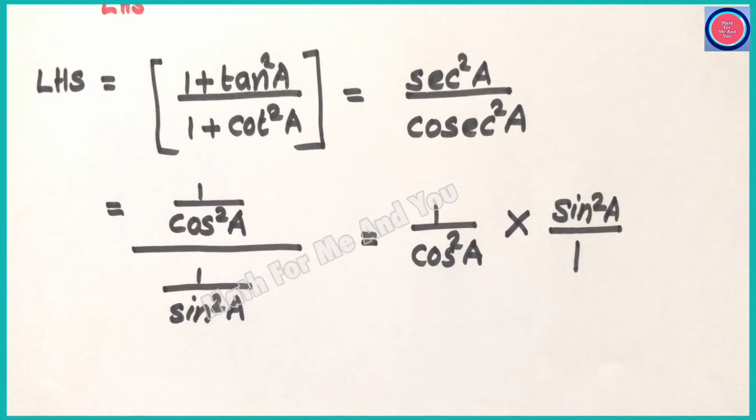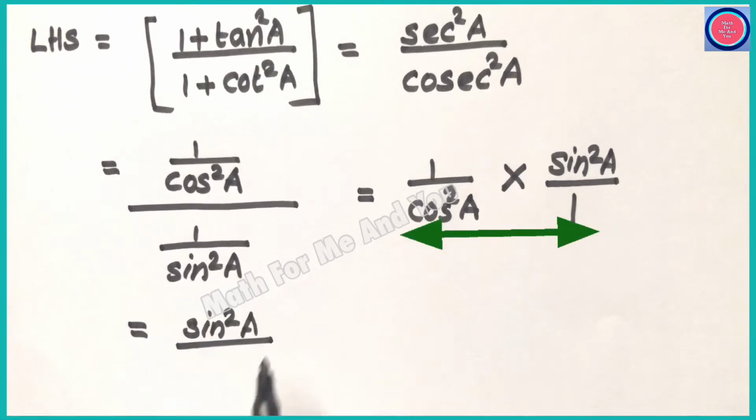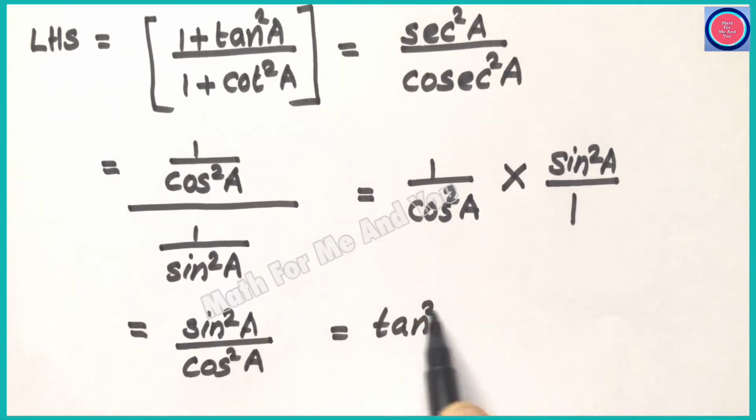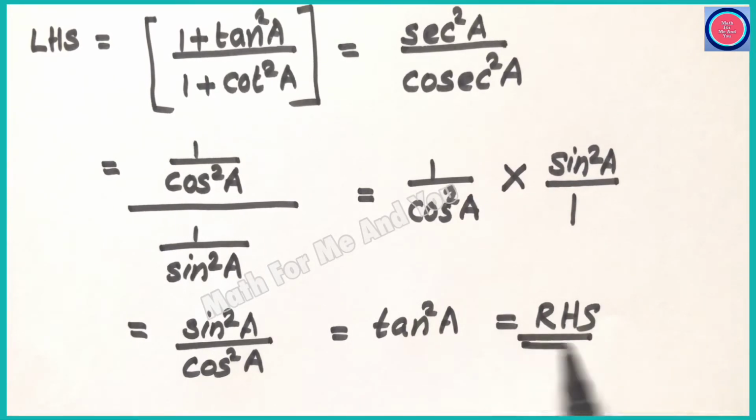What we are getting now is 1 times sine square a, which is sine square a, that is the numerator, divided by 1 times cos square a, that is cos square a. This is equal to sin a by cos a the whole square. Sin a by cos a is tan, so we get tan square a. Tan square a is the RHS, right hand side. So we have proved the given identity.